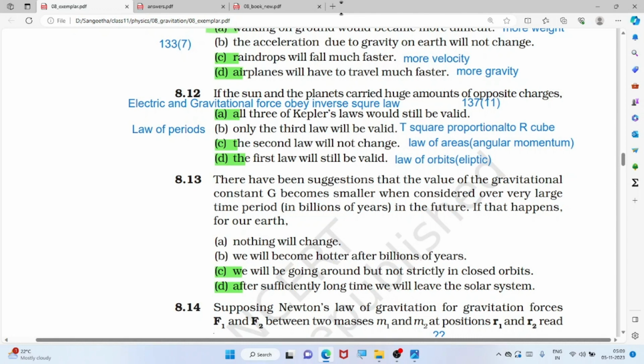All the three Kepler's laws will still be valid. The second law will not change, the first law will still be valid. This is the law of orbits, the law of areas. The statement that only the third law is affected is wrong actually. It's not only, all the laws will still be valid. Okay, the third law is the period is directly proportional to the r cube.